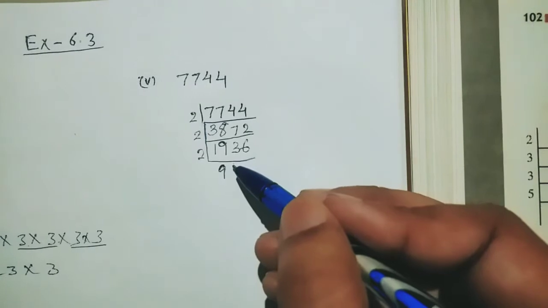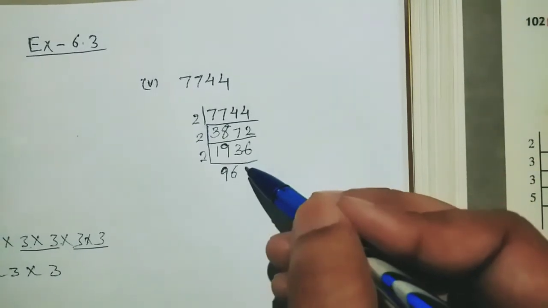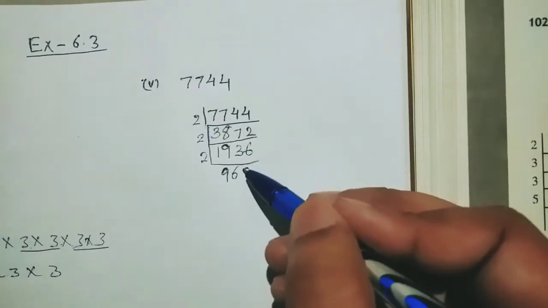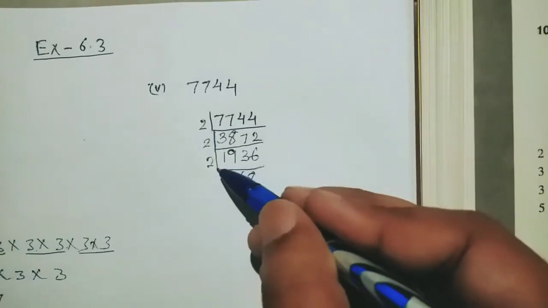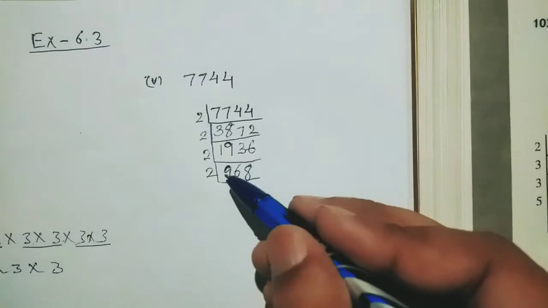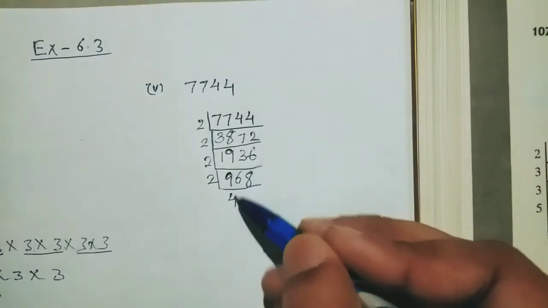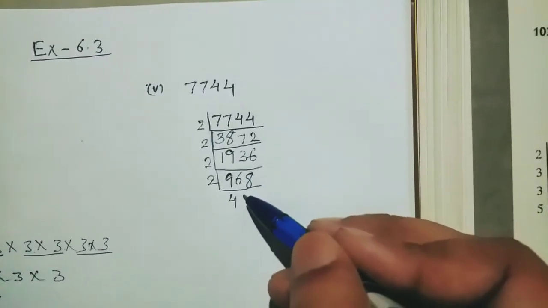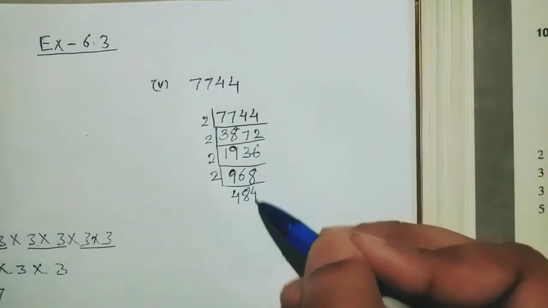Then 13 is coming. 2 6 is 12. Then 1 6 18. 2 8 is 16. Now again 2. So 2 4 is 8, then 16, 2 8 is 16, 2 4 is 8.